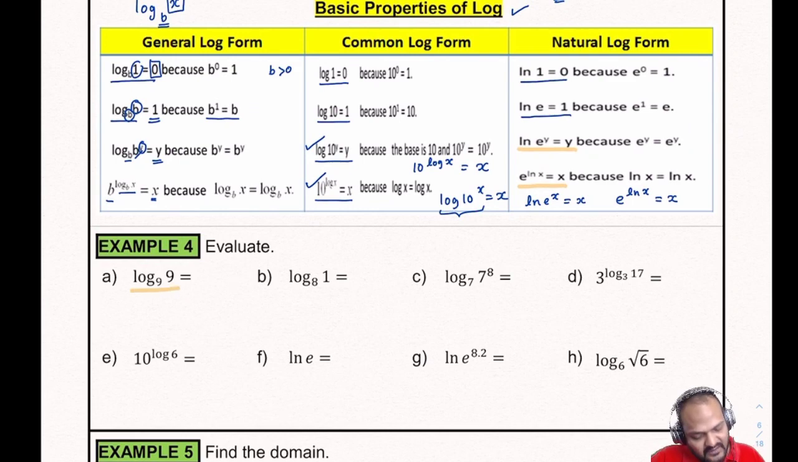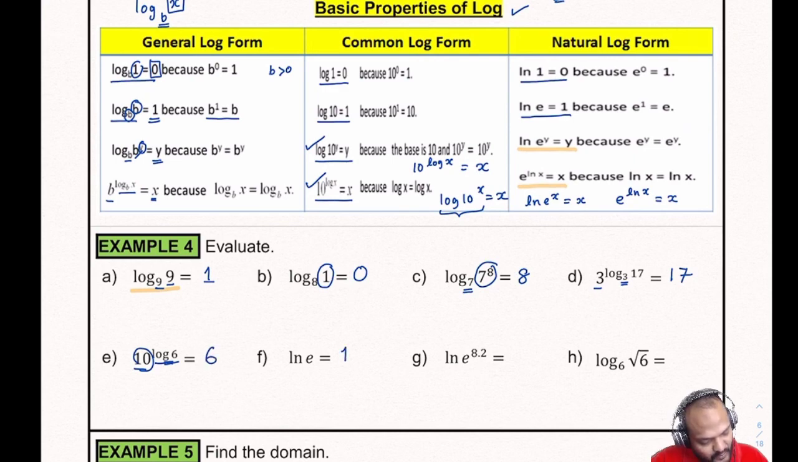Since the base and the input are the same, in other words they have the same value, the answer is always going to be 1. Since the input is 1, the answer is always going to be 0. This is log base 7 of 7 to the 8, the answer is going to be 8. And here the base 3 is the same as the power, so this is the inverse property, the answer is 17. And this is 10 to the log 6, where log 6 means log base 10, so the power and the base are the same, so the answer for this would be 6.